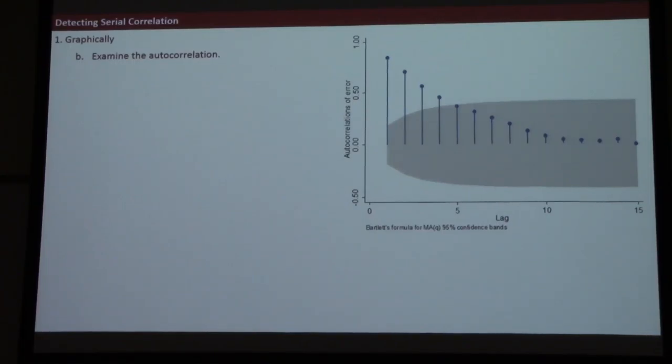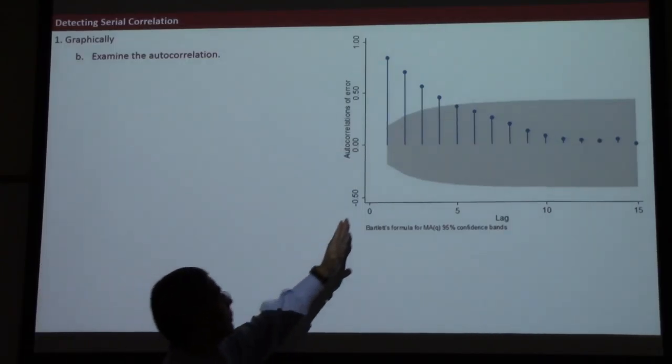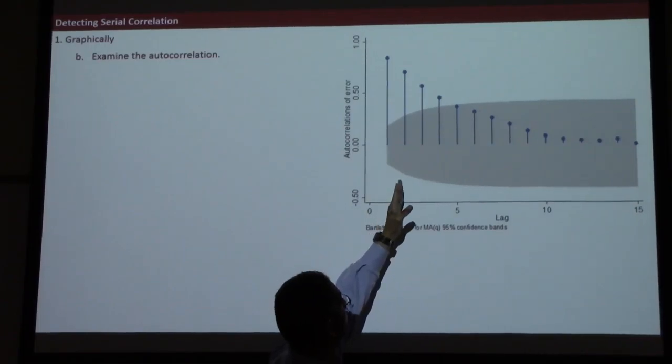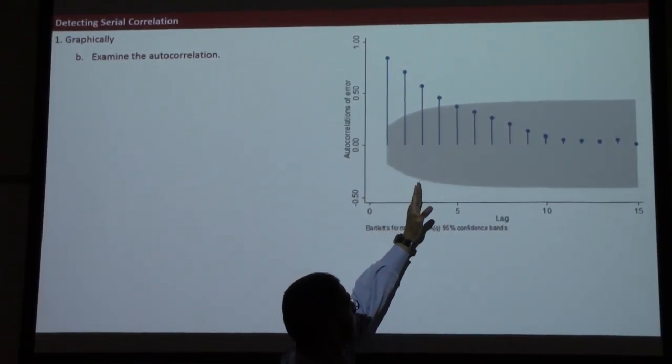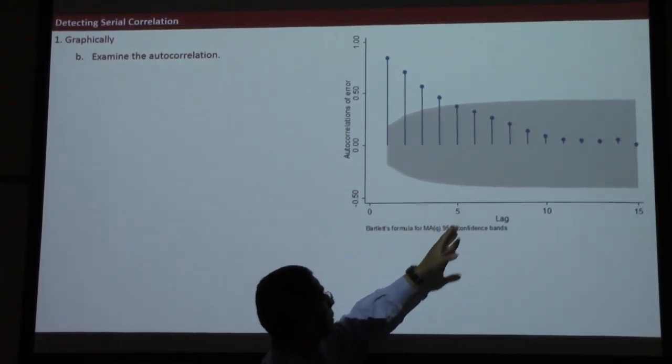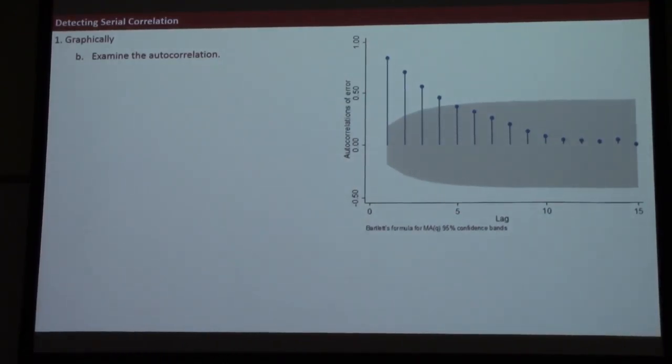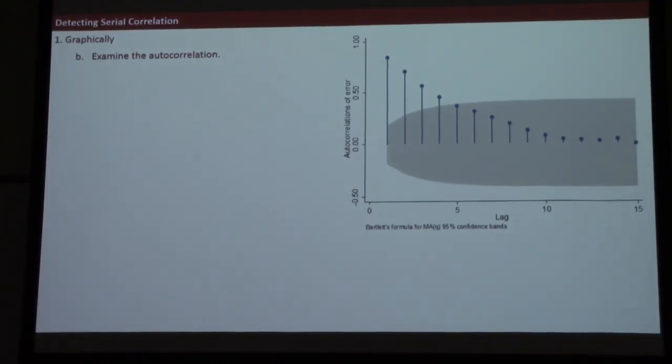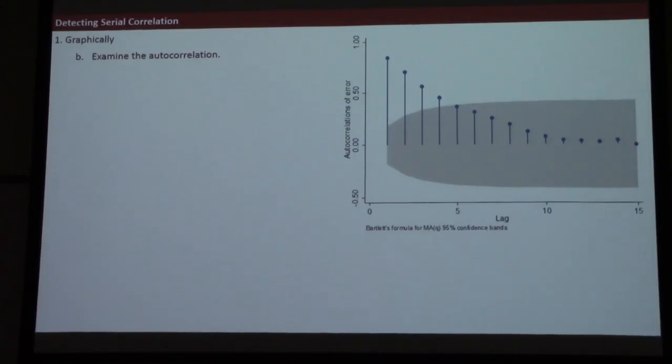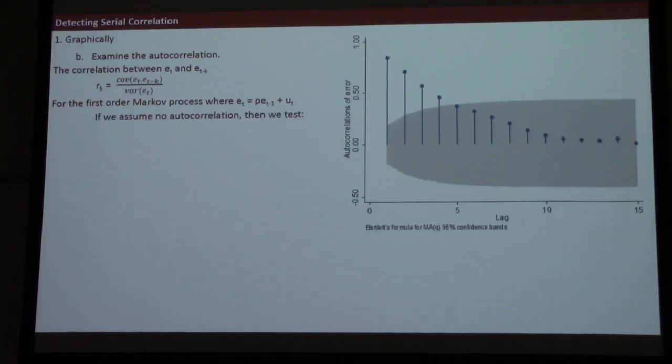So what we're seeing is literally the correlation coefficient between the error term in one period and the error term in the second period, the correlation coefficient with the error term in the third period, fourth period, and so on and so on. And what we're looking for, kind of like when we examine those residuals, is a pattern in those correlation coefficients. Again, just a correlation coefficient between those.